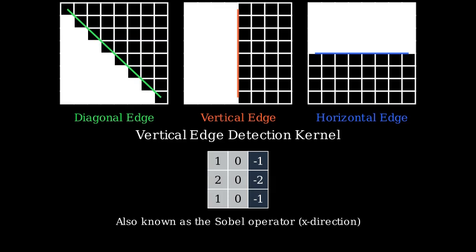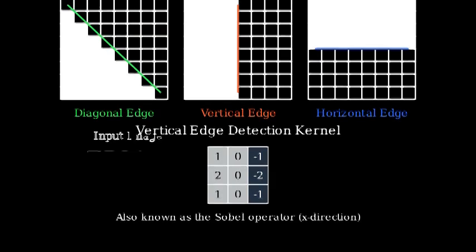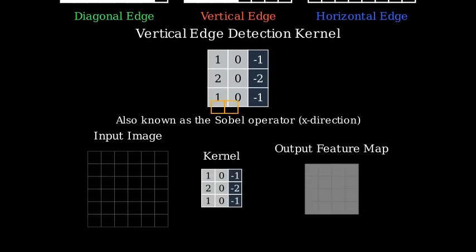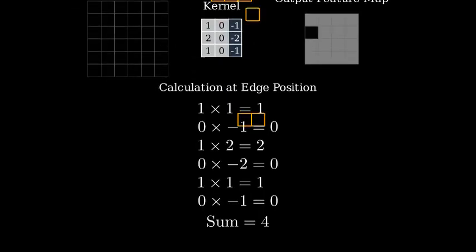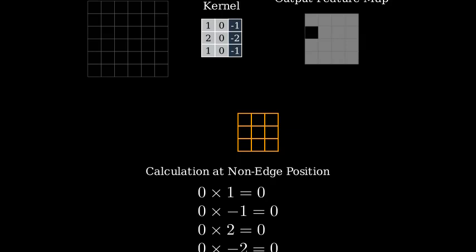But when the kernel aligns with a vertical edge, with light pixels on one side and dark pixels on the other, we get a strong positive or negative response. Different kernels can detect different types of edges and features. For example, this kernel detects horizontal edges. This one detects diagonal edges. And there are many more kernels for detecting various features like corners, blobs, and textures.